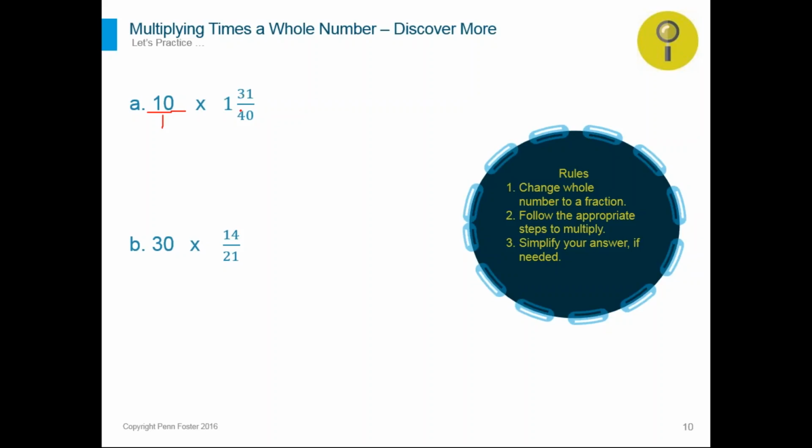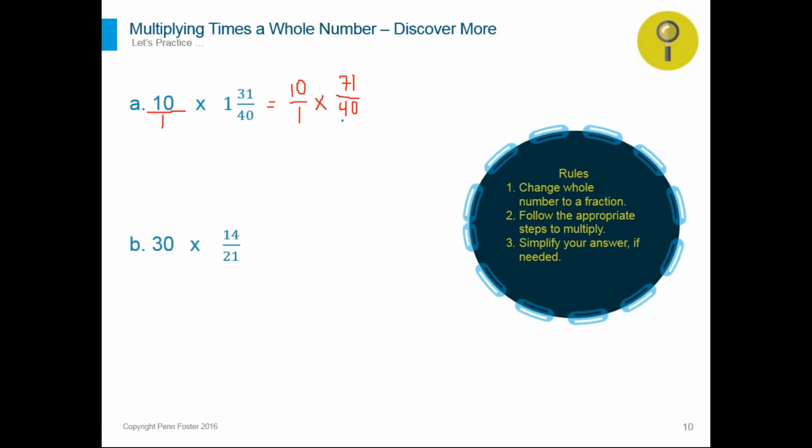With a mixed number, we know what to do. Switch that to an improper fraction. 1 times 40 will give you 40, plus 31. That will give you 71 on the top. So basically, our question is now 10 over 1 times 71 over 40. That's it. Now I see 10 and 40. At this point, I am able to cancel out things or eliminate common factors.